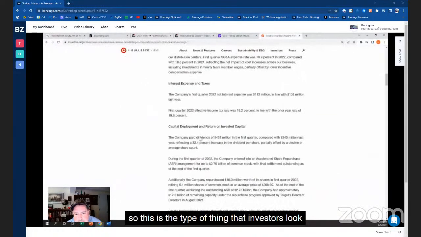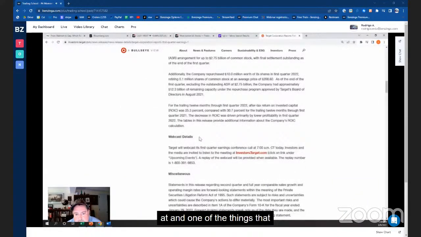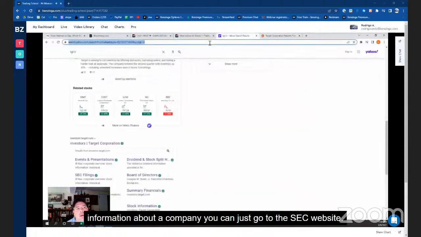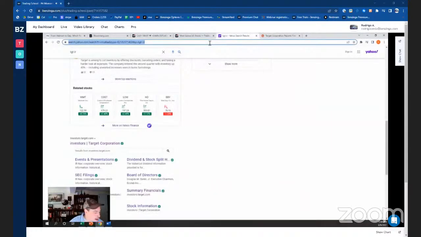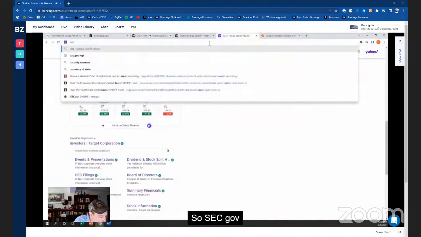So this is the type of thing that investors look at. And one of the things you should keep in mind is that if you want to get information about a company, you can just go to the SEC website, sec.gov.